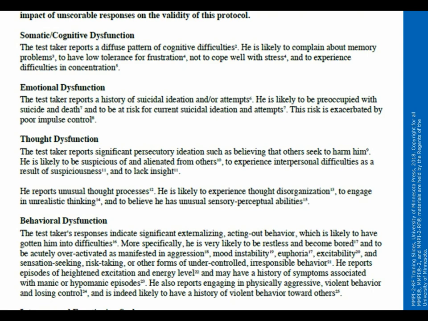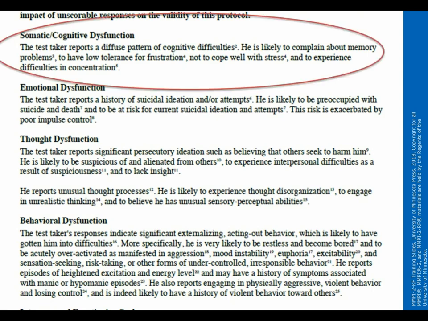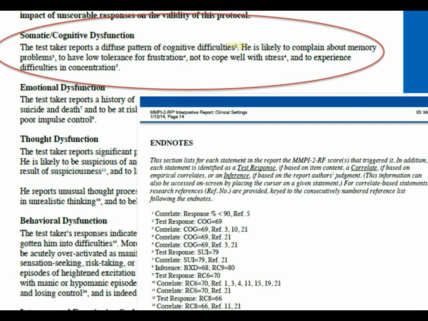The complete list of sources will be provided in the endnote sections of the report. For example, if we focus on the somatic cognitive dysfunction domain interpretations, we see the first interpretation, that the test taker reports a diffuse pattern of cognitive difficulties. This statement comes from source 2. We could also turn to the endnotes page of the interpretive report and see that the interpretation is based on the responses provided by the test taker to items on the cognitive complaints scale.